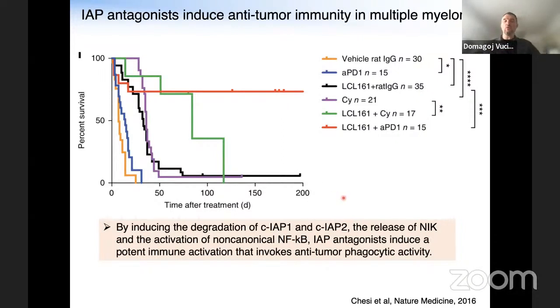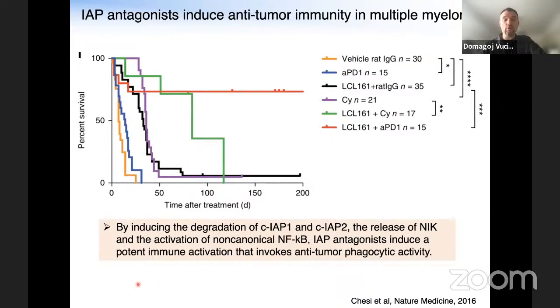So that means when you induce degradation of cIAP1 and release NIK, activate non-canonical NF-κB, then you produce this immune activation, and then you can have anti-tumor phagocytic activity and a nice combination with checkpoint inhibitors such as PD-L1. And there are actually combination trials like this ongoing, and I think they have a much better chance of showing some effect in tumor trials, okay?